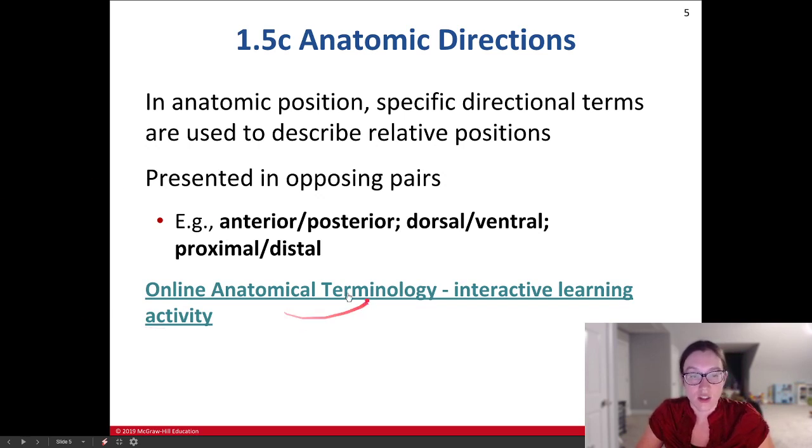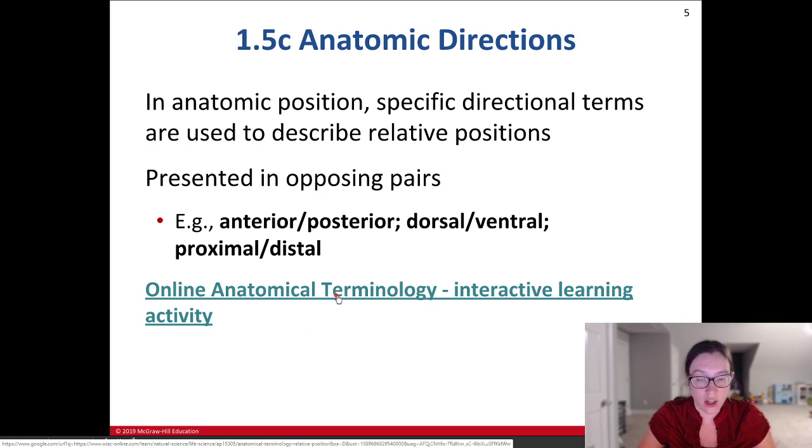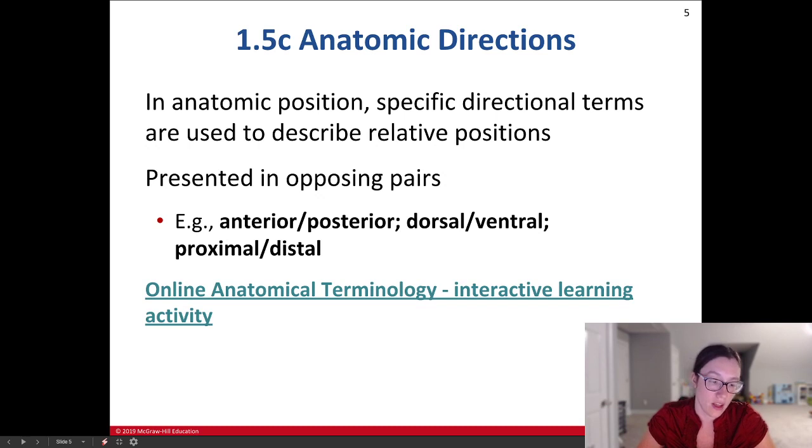And there is a really good interactive learning activity that you guys can watch. So I have 3 or 4 of these. They're going to be linked in the PowerPoint as well as they're linked in your lab. And so that's something that you guys should do to practice using anatomical terms. And it has a little presentation and then some practice problems for you guys. There's also a bunch of practice problems in the lab manual for you guys to do.